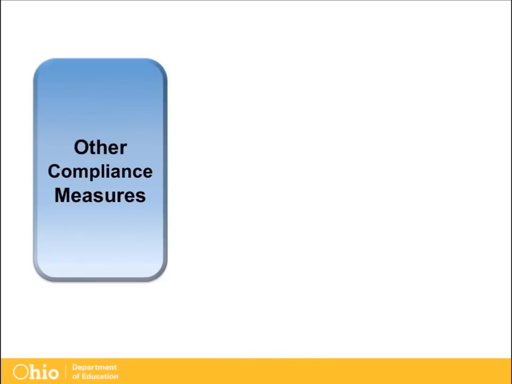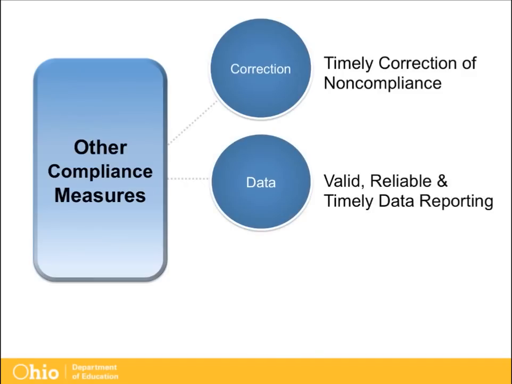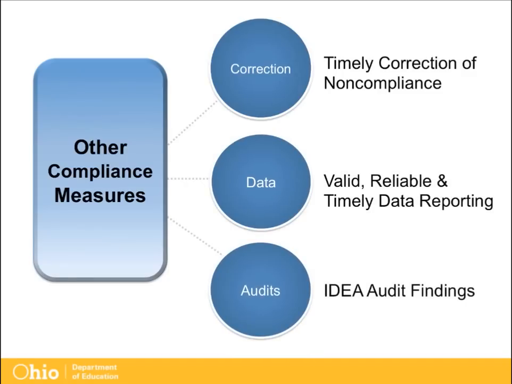Current ratings are based on 3 additional measures of procedural compliance, which are timely correction of noncompliance, submission of valid, reliable, and timely EMIS data, and audit findings related to the use of IDEA funds, based on audits conducted by the Ohio Auditor of State's Office.